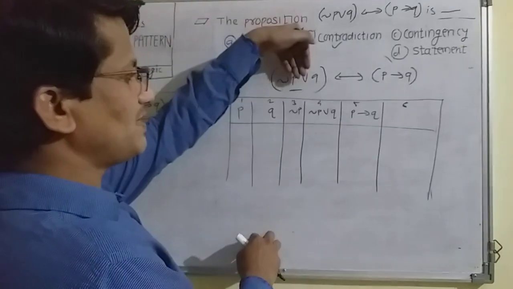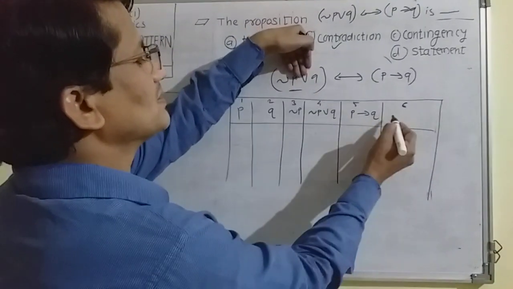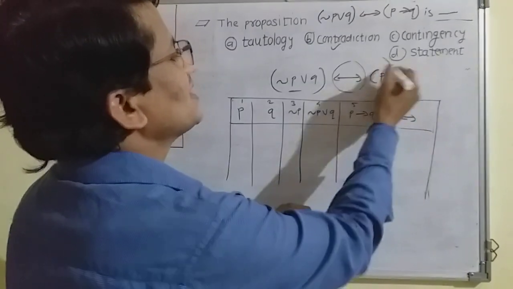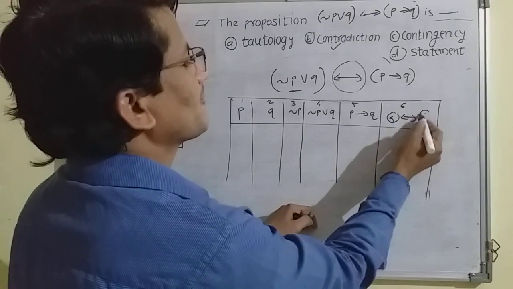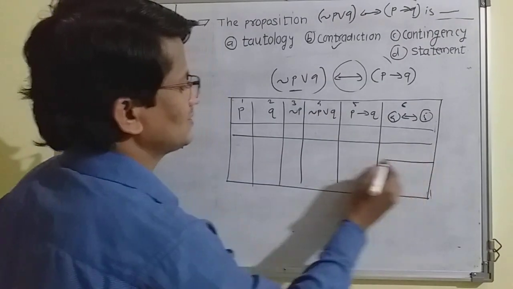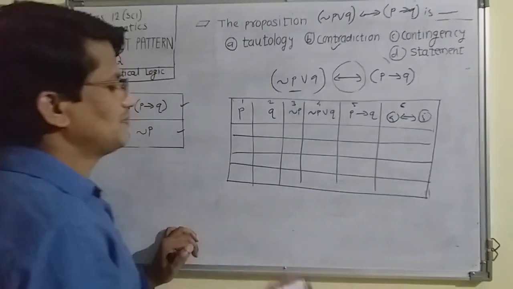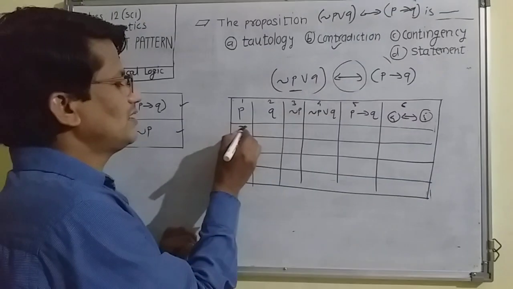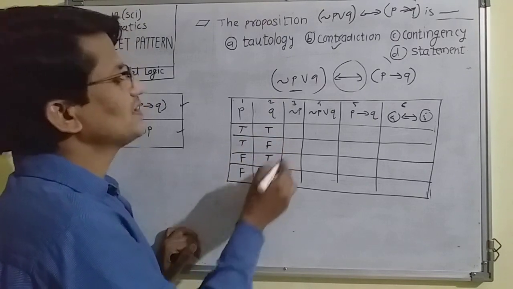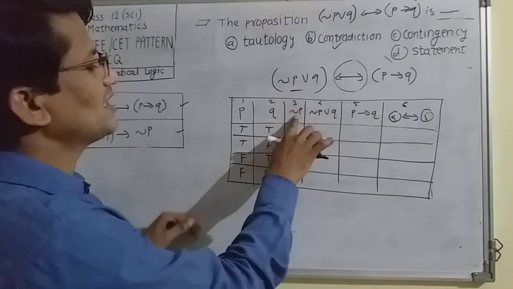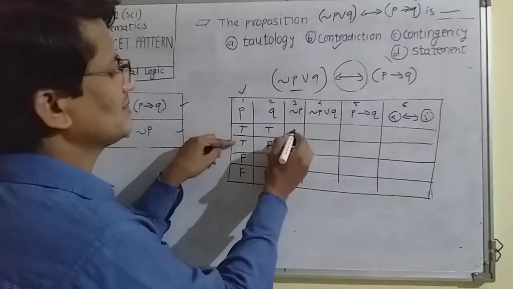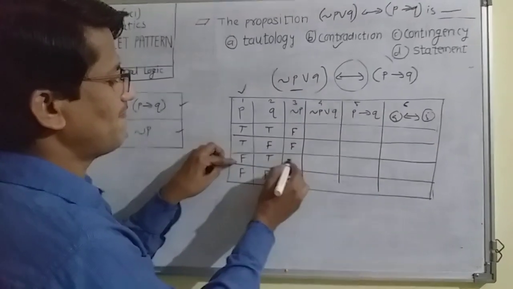Combination of these two means what? First bracket, named here 4, connected with double implies, and this bracket is here, meaning 5. Okay, so number 1, number 2, number 4. First column P: double T, double F. Here TF, TF. Negation of P: here negation of P, but P is here. All the negation of vertical: double T, double F, double F, double T.